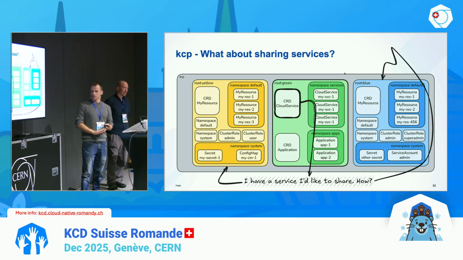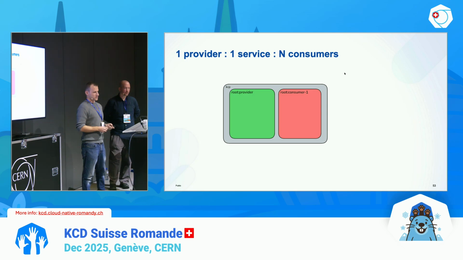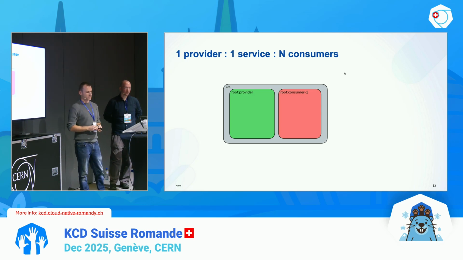So that's cool and all, but what useful work can we actually do if it's all isolated? So we've mentioned personas and services and sharing them. So in the next example, we are going to do just that. So let's have two workspaces, provider and consumer.